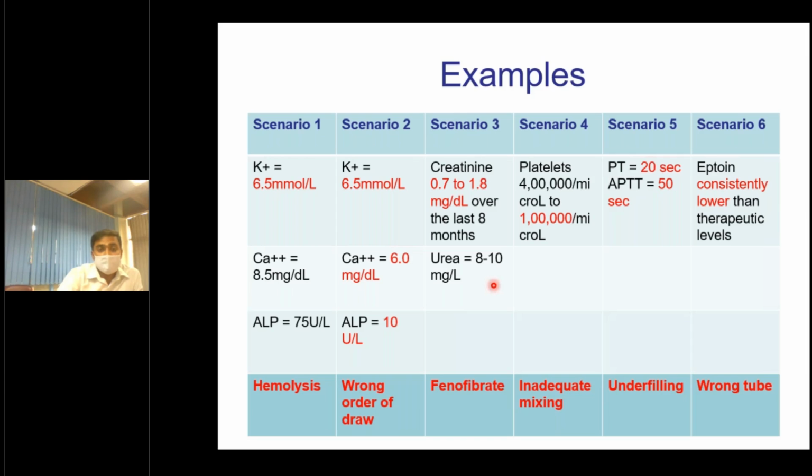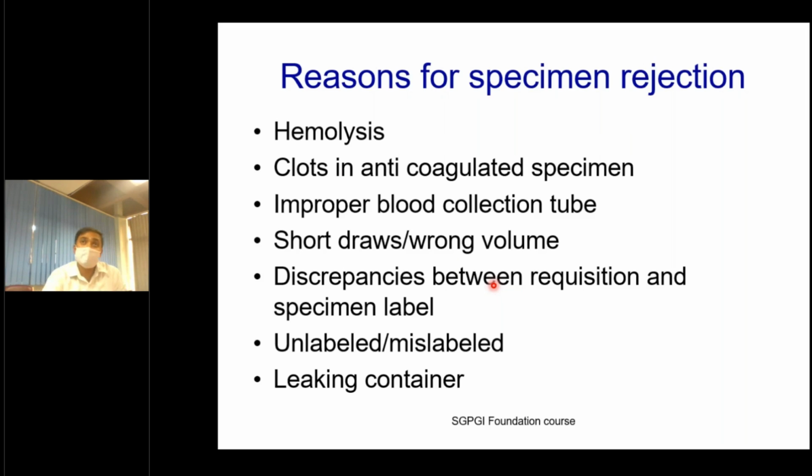So these are common scenarios that you can come across in daily practice, which can be avoided if you are aware of it. Sometimes labs do reject samples for all the reasons mentioned here. Hemolysis is one of the most commonly rejected samples. Others include a clot in the sample, a wrong barcode label or wrong labeling. And most of the time, a leaky container, broken vials or uncapped ones will definitely be rejected.